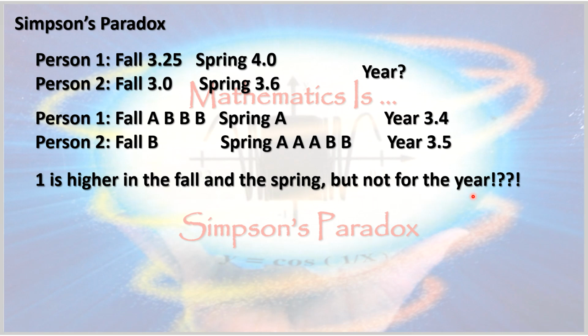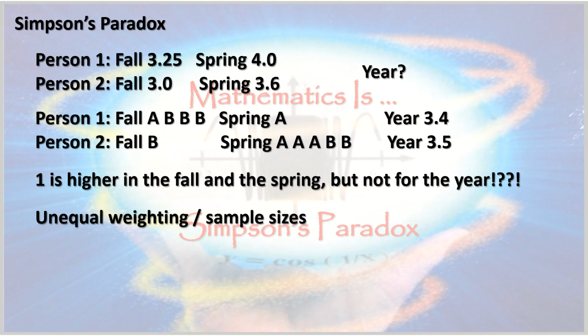How did this happen? Well, as one of my students once said, I cheated by having the number of courses in each semester vary considerably. Person 1's 4.0 only came from one course, so the overall average is highly affected by the fall 3.25. Person 2's 3.0 only came from one course, so the overall average is more heavily based on the spring 3.6.